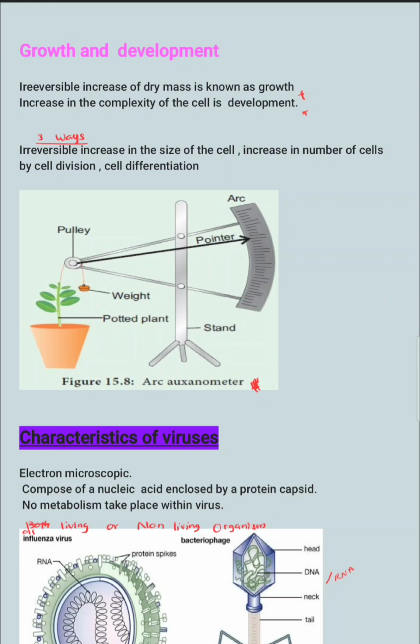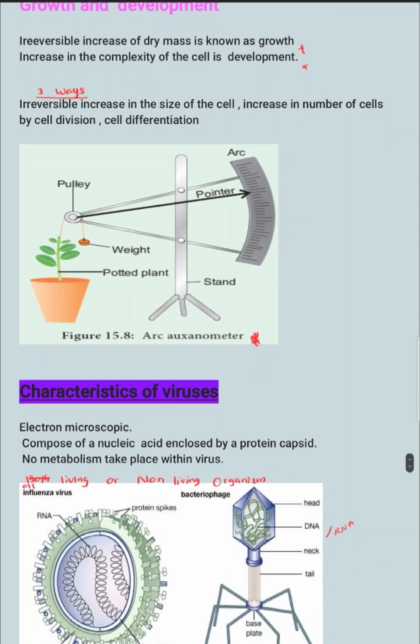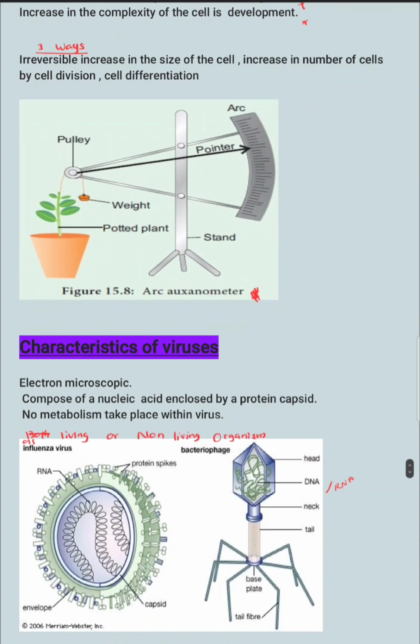There are three ways of growth and development. First, growth and development by the irreversible increase of the size of the cells. The second one is an increase in the number of cells, and the third can be cell differentiation. This figure shows the auxanometer. Keep in mind, it is the instrument that is used to measure the growth of the plant. Keep its structure in mind.